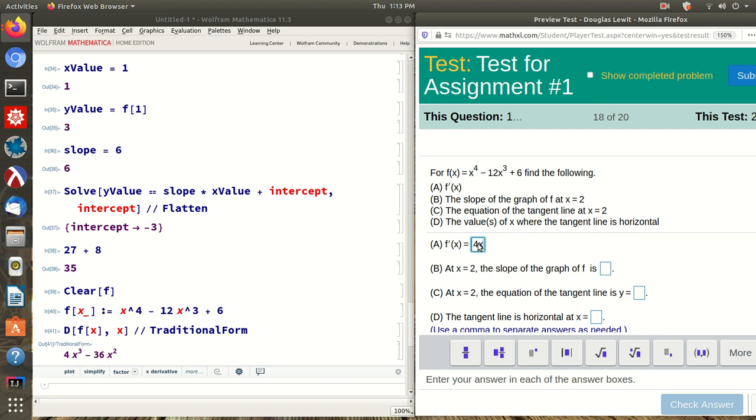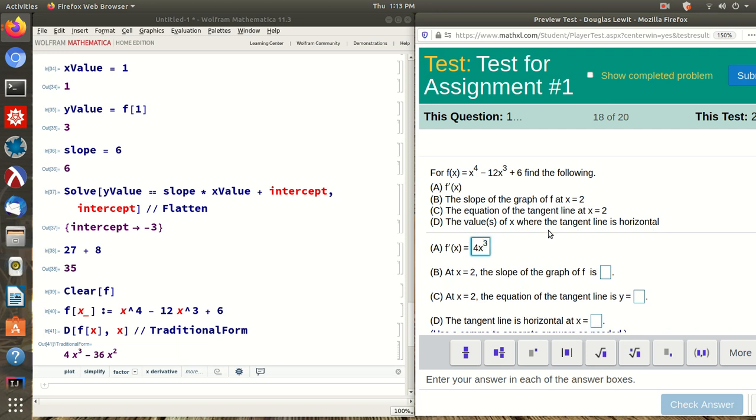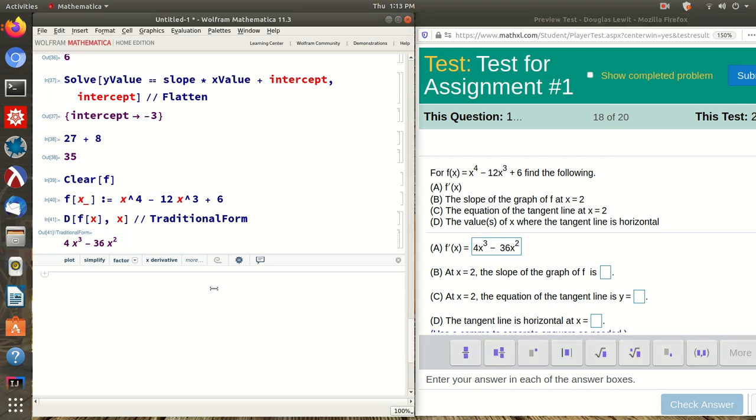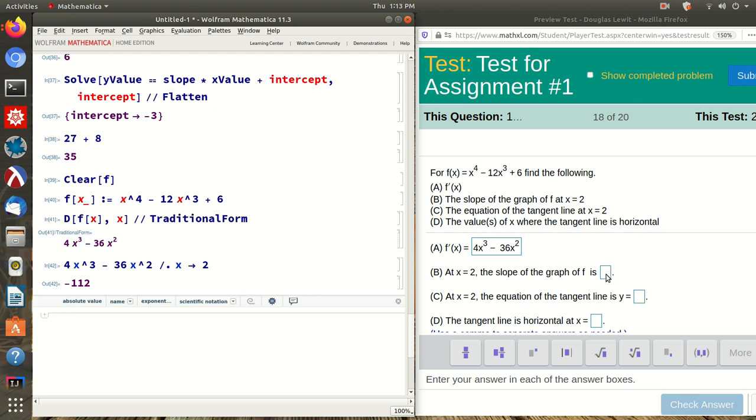Okay, so that's 4x to the power 3 minus 36x to the power 2. At x is equal to 2, the slope of the graph of f is, okay, so 4 times x cubed minus 36 times x squared when x is 2. Okay, the slope of the graph is going to be negative 112.